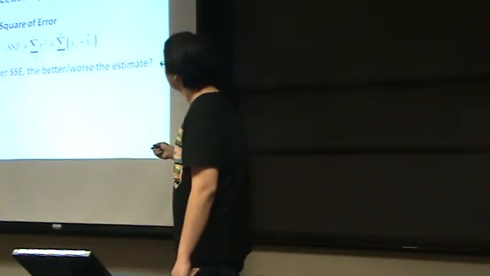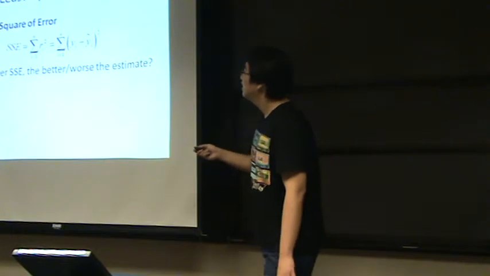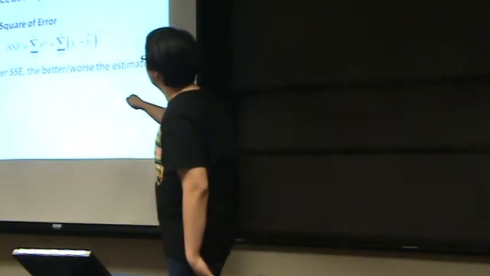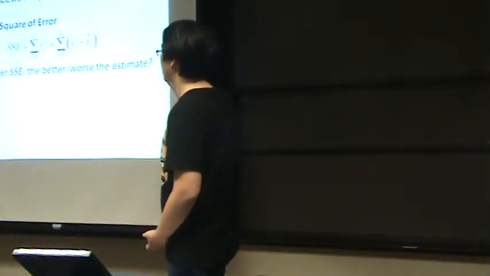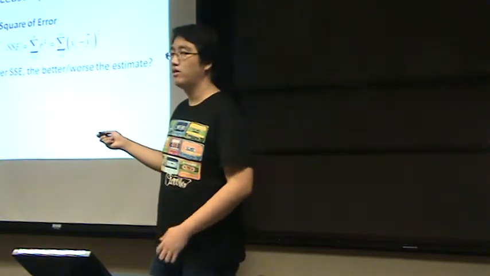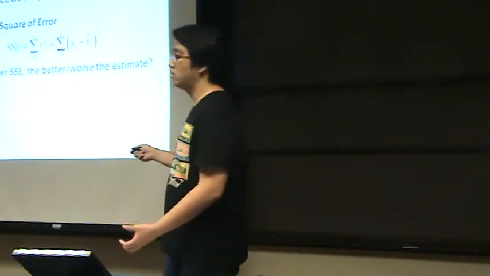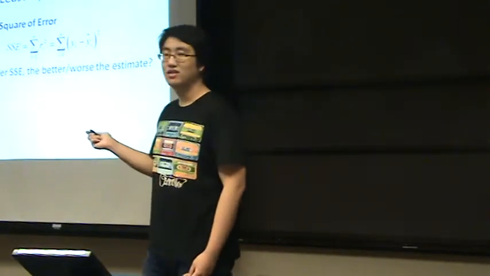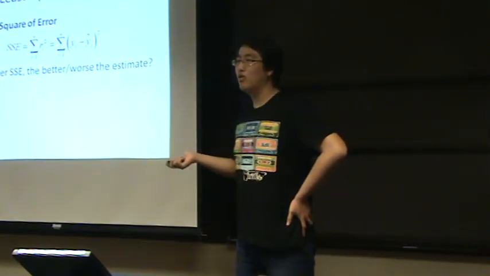So here's an important concept, the sum of square of errors. So that means this is a sum of the square of errors. So this is yi minus yi hat squared and sigma. So this is kind of a measure of the overall error. So the question is, the larger SSE, the better or the worse the estimate? The worse, right? Because our overall errors are bigger.